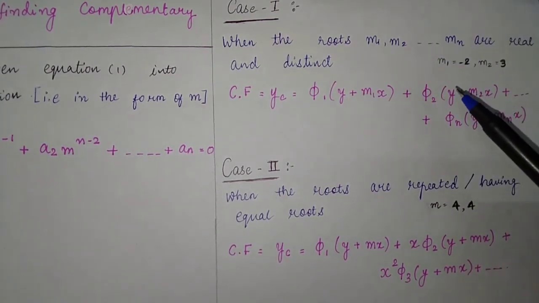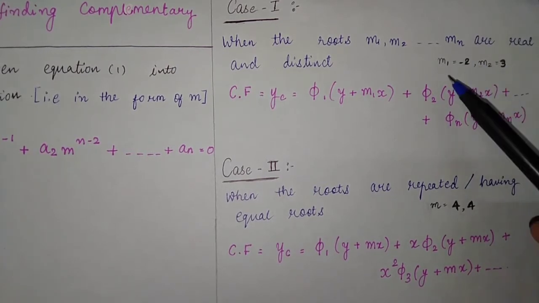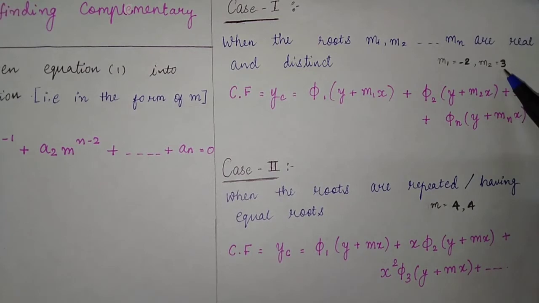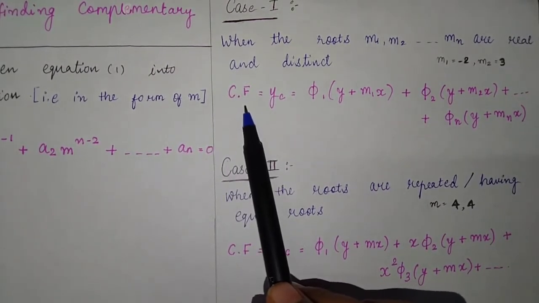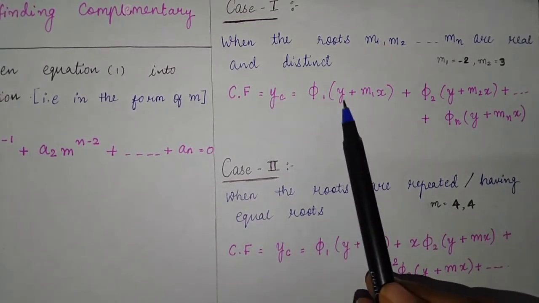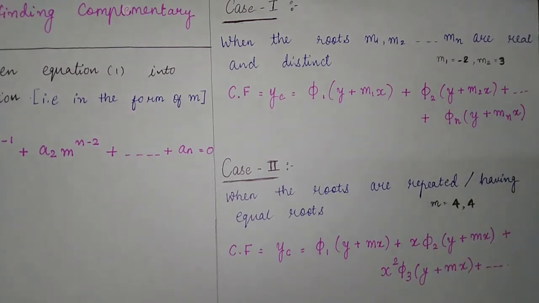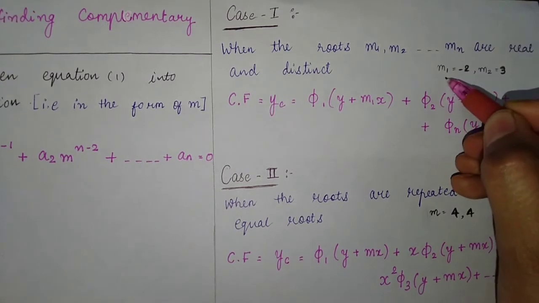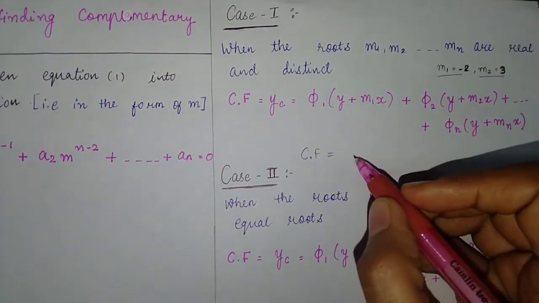Now we will find the values of m. If the values of m come out real and distinct, for example -2 and 3, then we can see that these roots are real and distinct. Then, in order to find the CF, that is the complementary function, you have to use this formula: phi1 of y plus m1x plus phi2 of y plus m2x and so on.